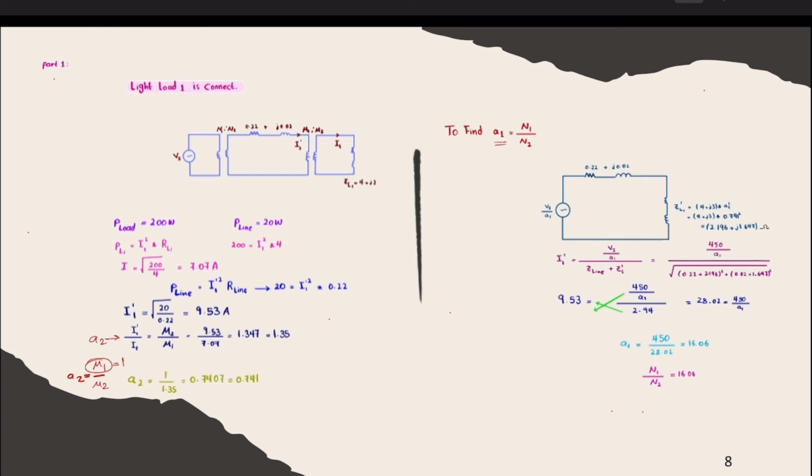So V, which is equal to Vs over A1, and Z. Now we're going to substitute Vs, which is equal to 450 over A, the value we want to get, over the absolute value of Z line plus Z load, the values of R plus the values of L. Now we're going to substitute by using the calculator, and we got the value.